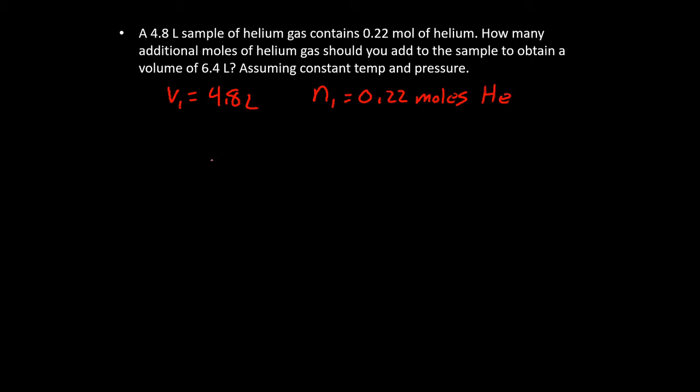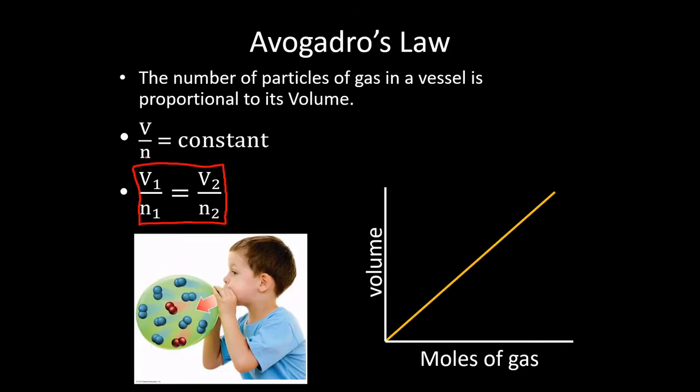How many additional moles of helium should you add to the sample to obtain a volume of 6.4 liters? So if we want a volume of 6.4, how many moles of gas do we need to put in to do that? Okay, so this is what we're looking for here. So the equation for Avogadro's law: V1 over N1 is equal to V2 over N2.